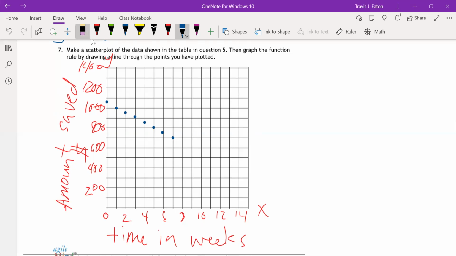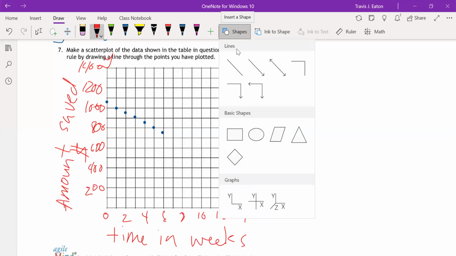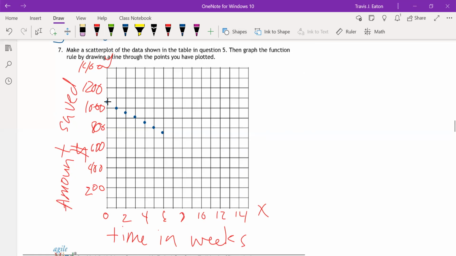Just to be a stickler, I'm going to get rid of this dot here, because I don't need it. Now we could draw a line through the points that we've plotted. So I'm going to insert a line that I will start there and connect through those points as best I can. All right, there you go. There is our line through the points that we've plotted. Beautiful work, Mr. Eaton.